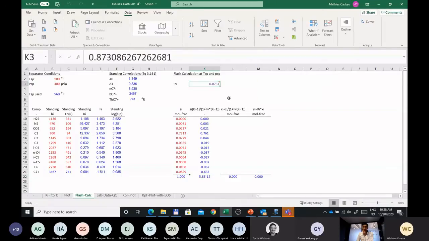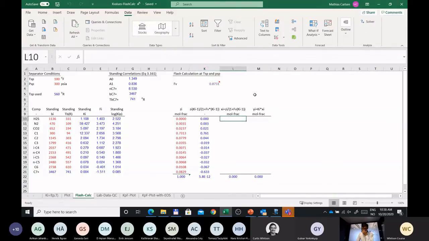So this is representing that if you have 1 mole of the well stream composition, then 0.8731 moles will end up in the vapor phase at that separator condition, and the rest, 0.13 moles, will be of the liquid phase at the separator condition.